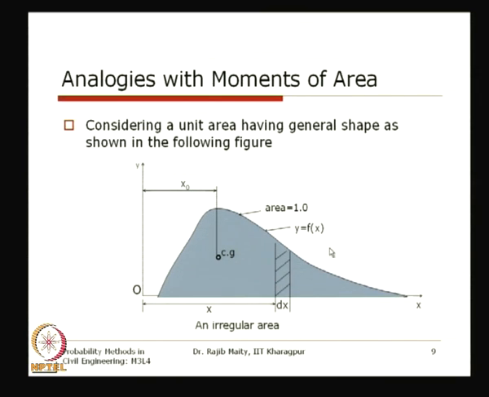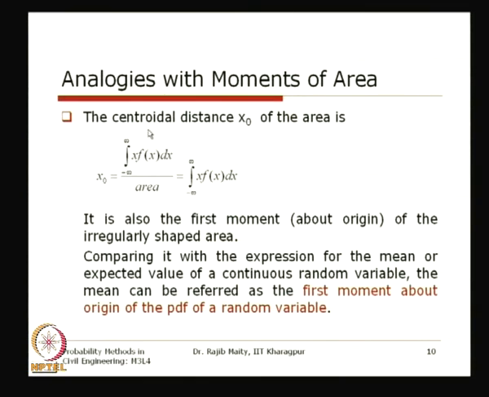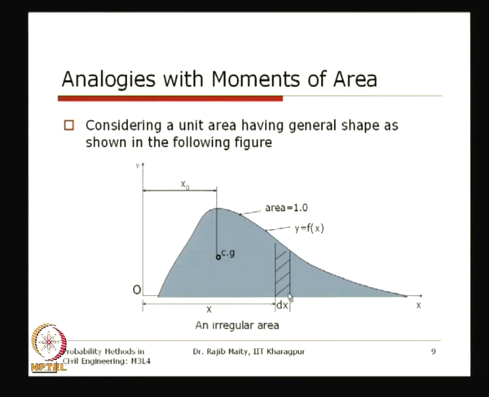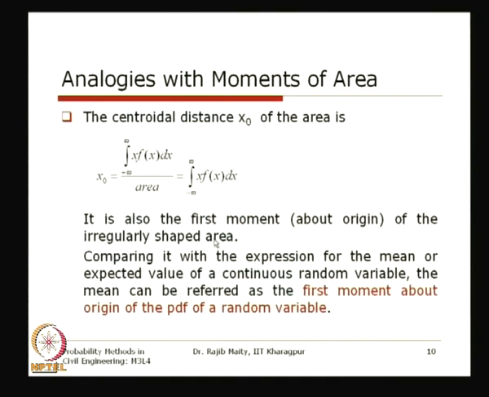Now, the centroidal distance x0 of this area: what we are doing is taking that particular area, f(x) multiplied by dx. This height here, f(x) at the location x, multiplied by this infinitesimally small length dx, gives this area. That multiplied by x gives this moment, and if we integrate from minus infinity to plus infinity, we get the total moment, and that divided by the area gives the distance of the centroid of this area. And we know that this total area is 1.